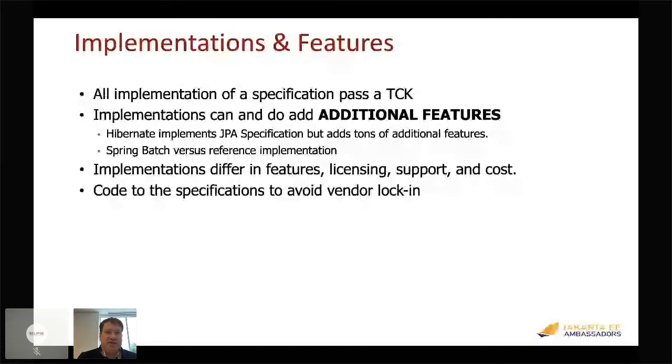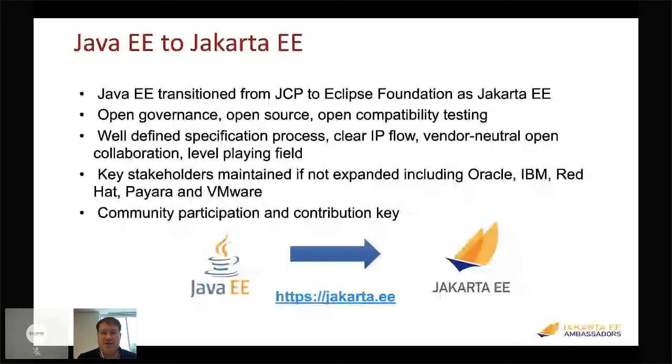Java EE transitioned from the JCP to the Eclipse Foundation as Jakarta EE. So originally it was Java EE and has since been renamed Jakarta EE. It has open governance, it's open source, and has open compatibility tests. It has a well-defined specification process, a clear IP flow, vendor-neutral open source collaboration, and a fairly level playing field for vendors that are looking to get into it. And one of the things I want to stress with this is that community participation is key to its evolution.